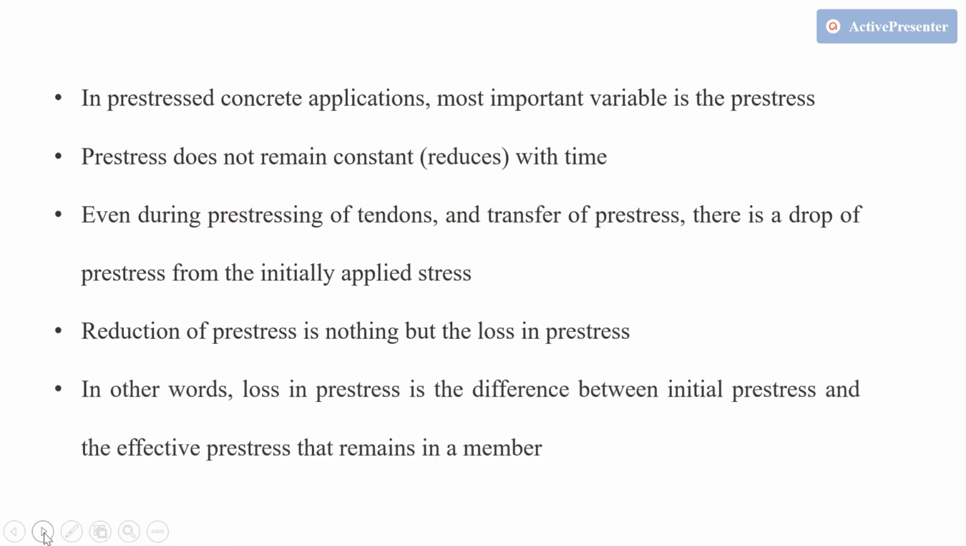In other words, the loss in pre-stress is the difference between the initial pre-stress and the effective pre-stress that remains in a member. So which means I can say, when I am applying a pre-stressing force, there will occur some reduction or a small change in the length of the applied pre-stressing cable. If I am applying L pre-stressing length, then there will be some reduction delta L, and that delta L is due to the loss in the pre-stressing force. That much force is not available, and as a result there will be some loss in pre-stressing.